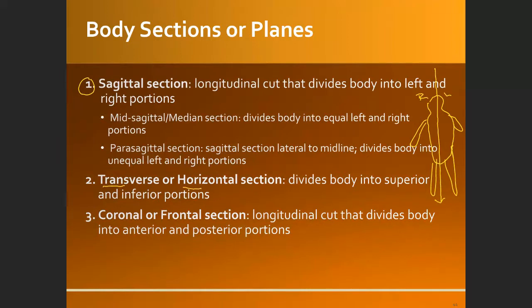The transverse or horizontal section or plane is the plane that divides the body into top and bottom. It crosses the body over here, giving a top and bottom area. While for the coronal or frontal section, we use the head like this. This divides the body into front part and back part. So these are the three main sections or planes that divide the human body into left, right, top, bottom, or front, back.